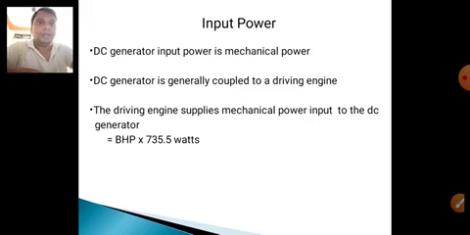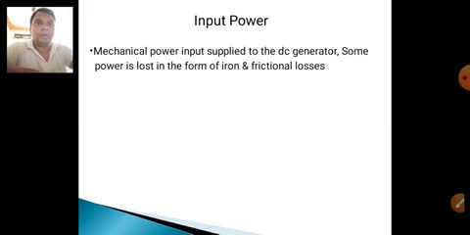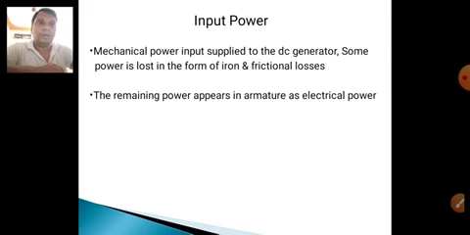What is the driving engine wattage? It is bhp times 735.5 watts. This is the mechanical power input supplied to the DC generator. Some power is lost in the form of iron and friction loss. When we give the input to the DC generator, exactly that much amount does not come out as output. Some drop occurs, and this drop is known as loss, in the form of iron and frictional loss. The remaining power appears in the output as electrical power.